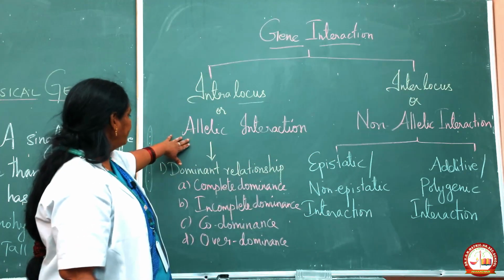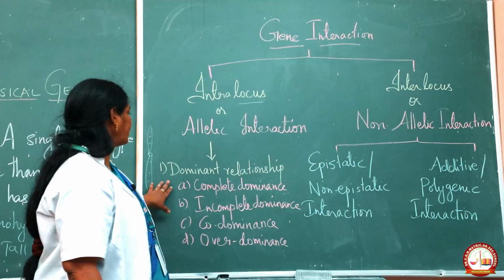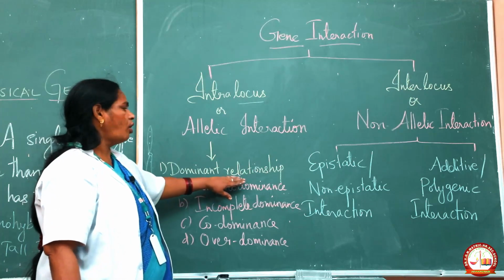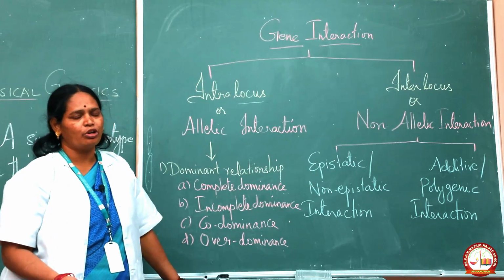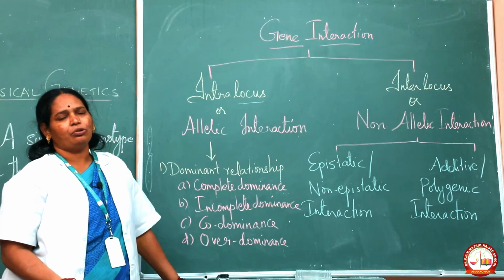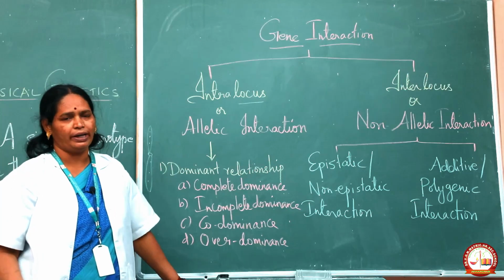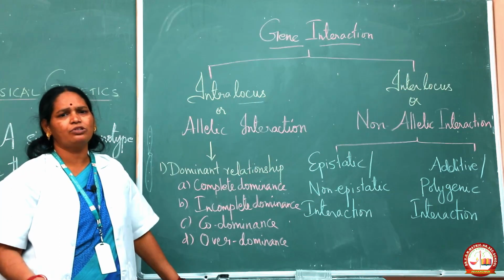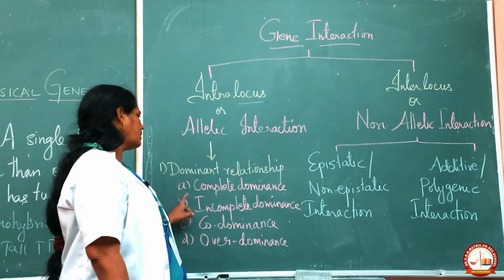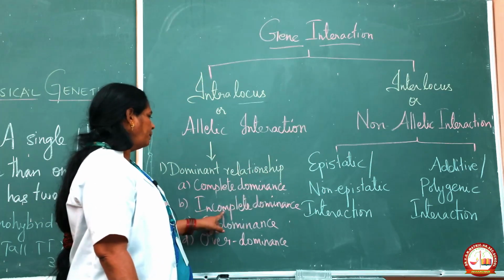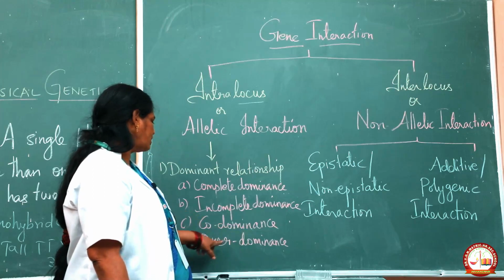Children, allelic interaction can again be classified under dominant relationship. The dominant relationship is very clear in the case of the monohybrid cross, as we got the phenotypic ratio 3:1 and the genotypic ratio 1:2:1. And here it is explained with four views: complete dominance, incomplete dominance, codominance, and overdominance.